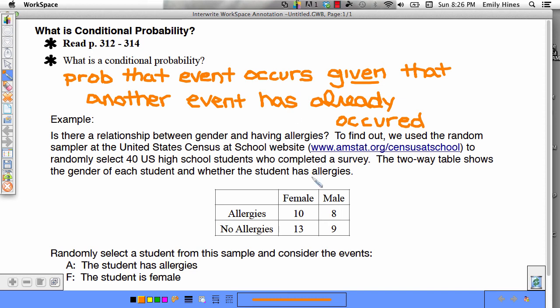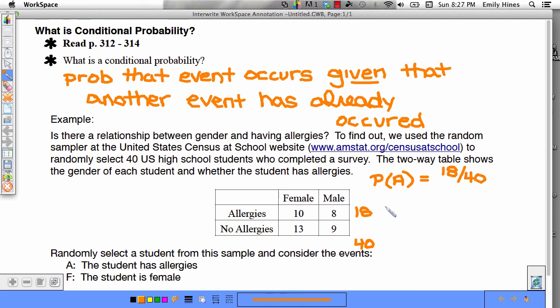Okay, so let's look at a couple of different probabilities here. If I wanted to just find the probability of A, well, that's easy. That's something we've already done. I know that A is that the student has allergies. There are 18 people here who have allergies out of 40 total. So my probability for A is 18 out of 40.